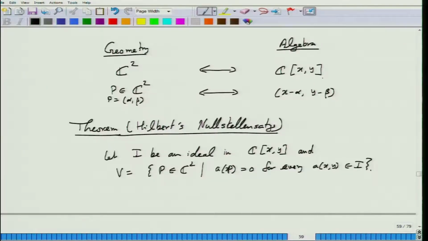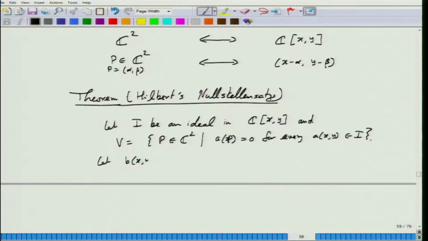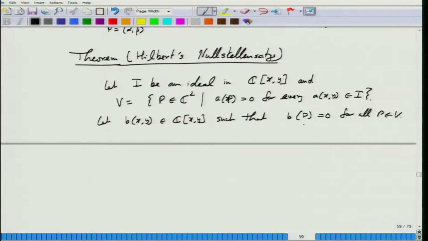So let I be an ideal in this ring, and corresponding to the ideal, you define a set of points P such that all polynomials A(X, Y) in the ideal I vanish at P. Collect all such points V, and let B(X, Y) be in C[X, Y], take any polynomial b which is also 0 on all points in V. Then there is a power of b that belongs to I. Okay, so this is one connection.